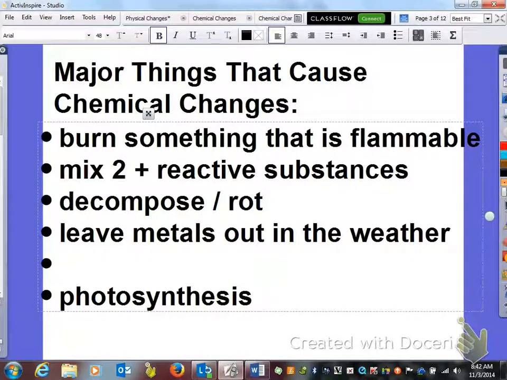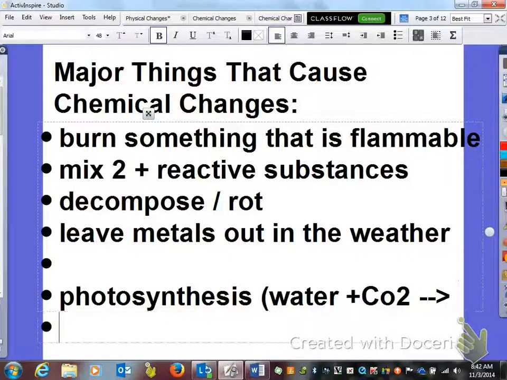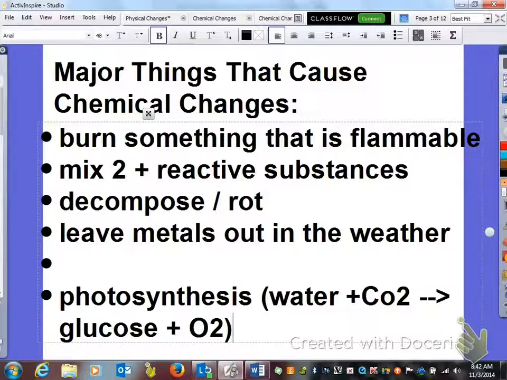Another one we talked about in depth last year was photosynthesis. If you remember, we started with what? We started with sun, water and CO2, and the main point was that we made something totally different. What was that? We made glucose, or sugar for the plant, or food, and we also gave off oxygen gas. You can see how we started with a few things and ended up with totally different things. In essence, that's what a chemical change is.